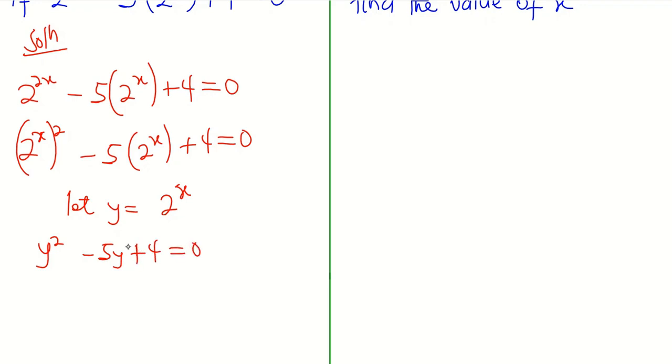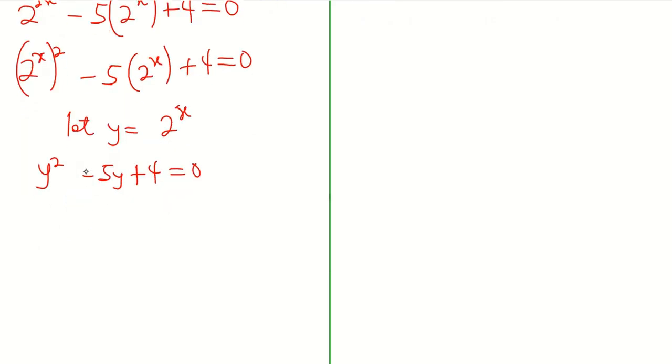Now we have a quadratic equation. We take the coefficient of the term y squared, multiply by the constant term 4, and look for the factors of 4 that when we add, we get minus 5, and when we multiply, we get positive 4. The factors are minus 1 and minus 4. And so we can write our factorized terms as y minus 1 multiplied by y minus 4, which is equal to 0.